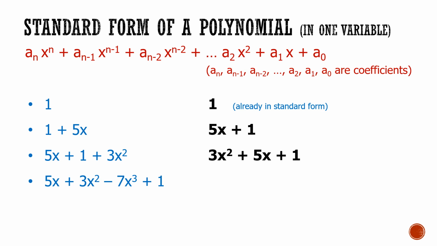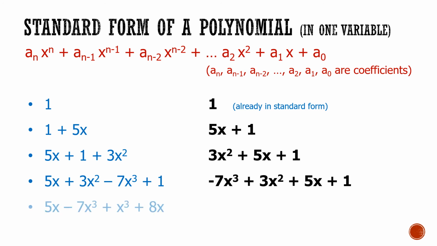5x plus 3x squared minus 7x cubed plus 1. The cubic term, negative 7x cubed, of degree 3, would go first, and you'd say negative 7x cubed plus 3x squared plus 5x plus 1. Now when we get to our last example, make sure you slow down and realize, unlike all the other four examples, this one you need to combine like terms first. You have a negative 7x cubed plus an x cubed. This will give you negative 6x cubed. And then you can follow it up with the 5x plus 8x and say plus 13x.